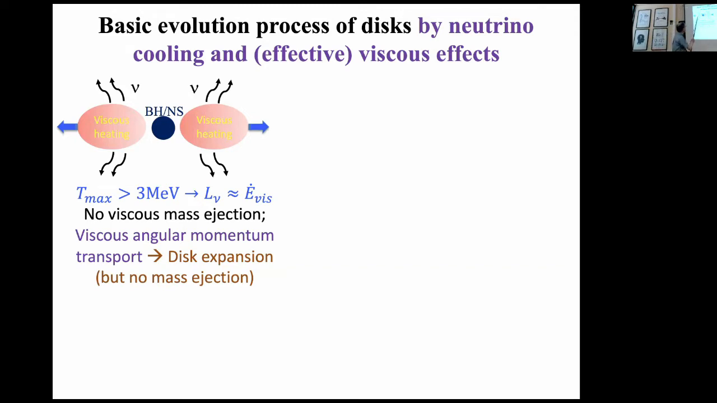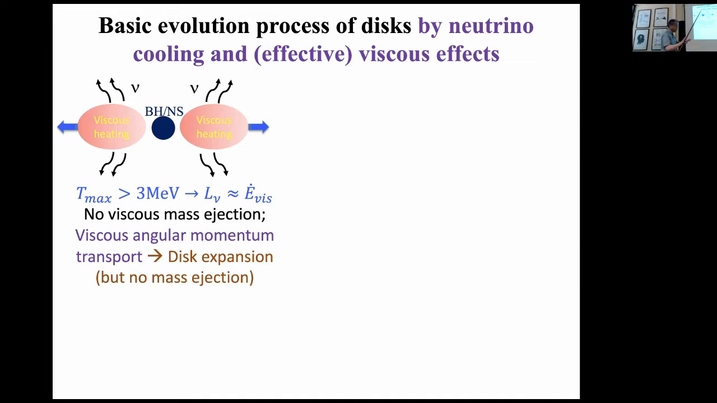However, the temperature is very high initially. If the temperature is higher than several MeV, then the neutrino luminosity is very high. So in such a case, even if heat is generated by viscosity, neutrinos escape and carry away such heat. And then viscous heating cannot be used for mass ejection.